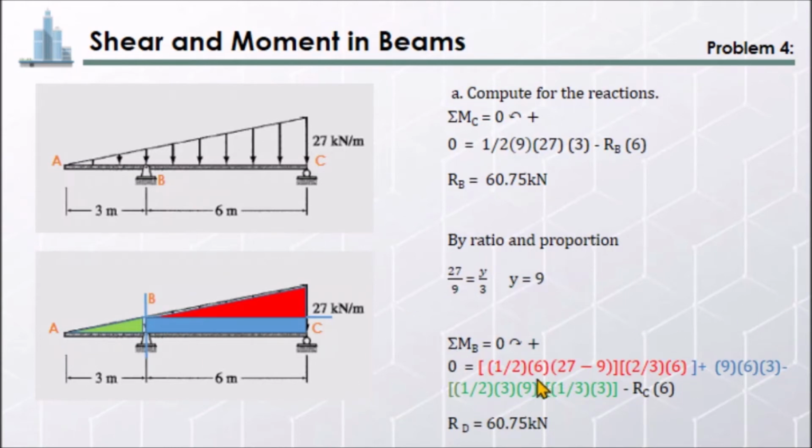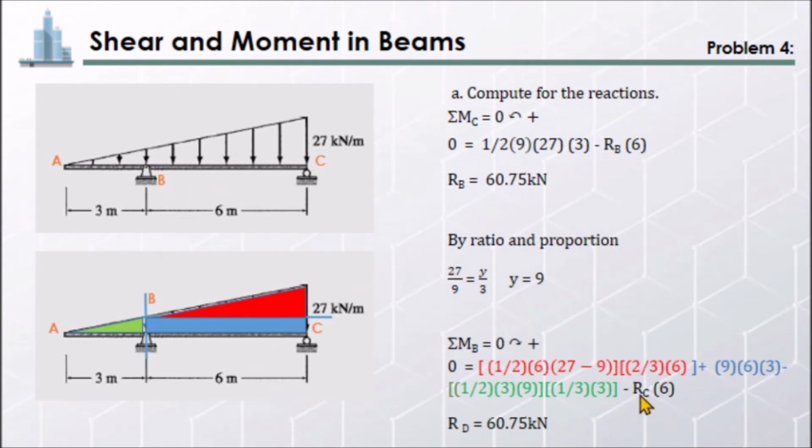So, punta na tayo dito sa moment. Okay? So, ano yung una natin kukuhanin? Itong kulay red. So, ano ba yung area niyan? So, 1/2. Ilan yung base niya? 6. Ilan yung height niya? 27 minus 9 na. Okay? Multiplied by its moment arm na ilan? So, remember, dito tayo nagmo-moment. So, 2/3 ng 6. Okay?